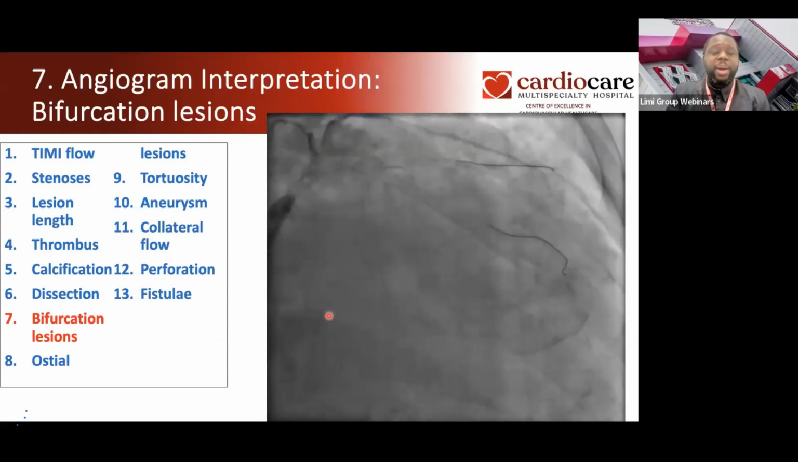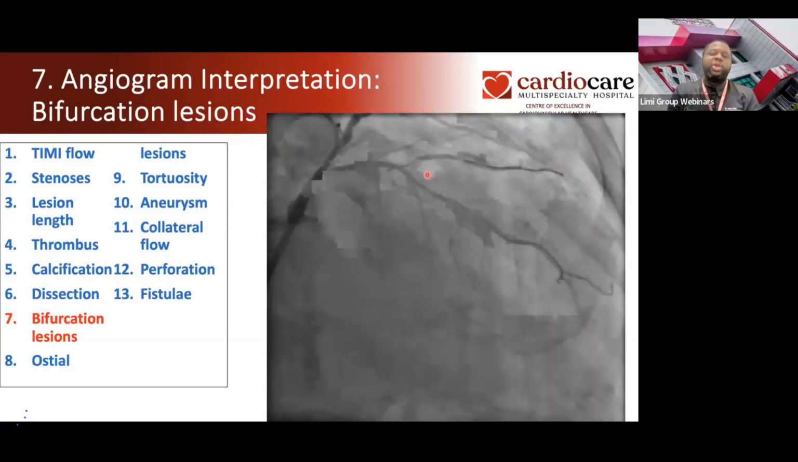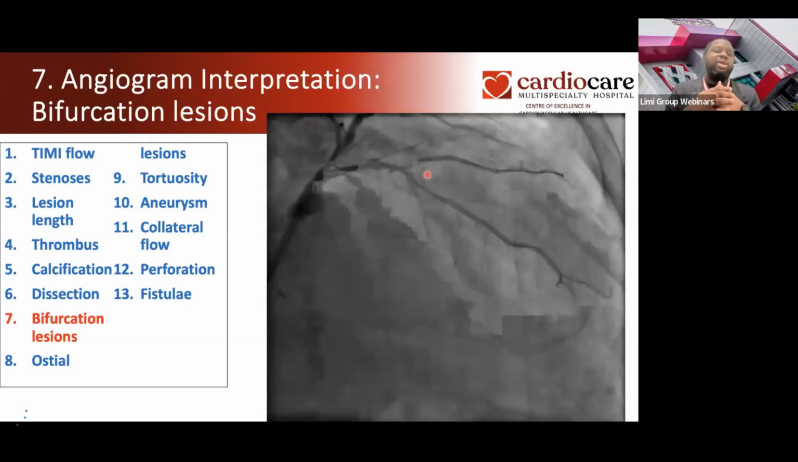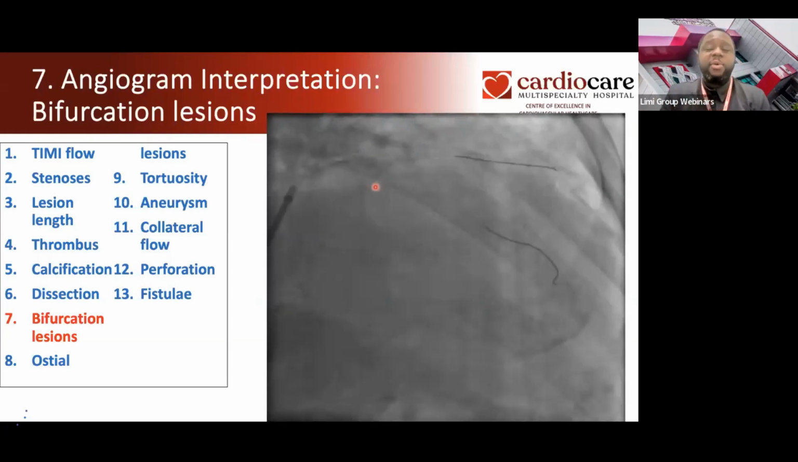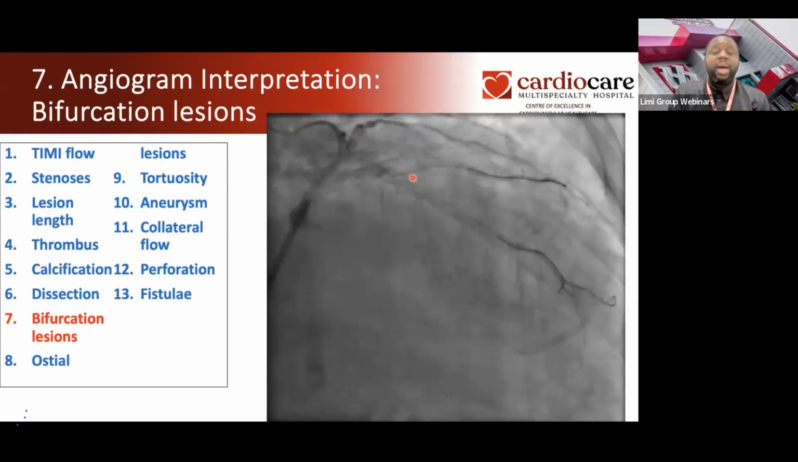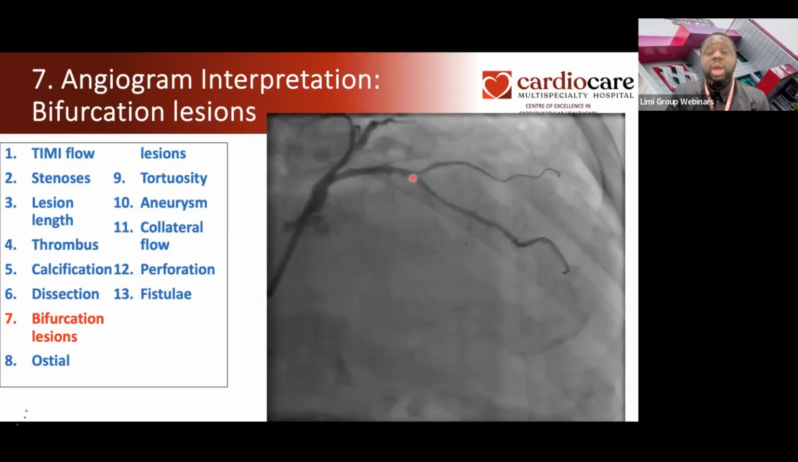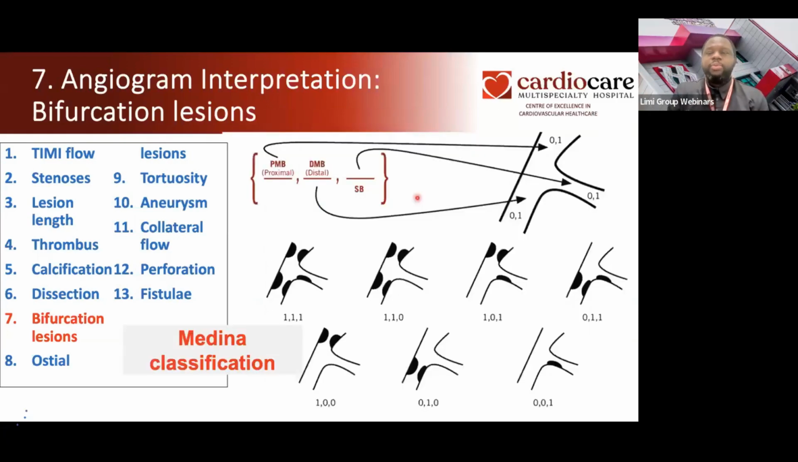For bifurcation lesions, typically it is a lesion that happens at a junction. So just think of a T-junction in your town and think of bifurcation lesions. That's what we mean by bifurcation lesions. They are quite tricky, but they typically need a bigger catheter so that you can take care of the vessels. We have this Medina classification we use to classify bifurcation lesions. It's very, very helpful.